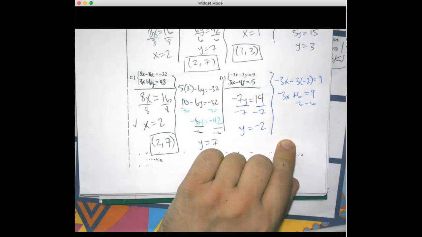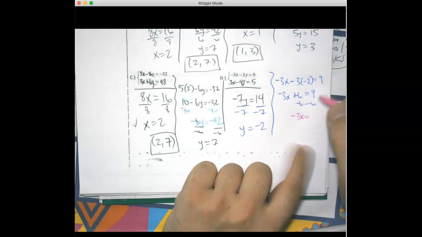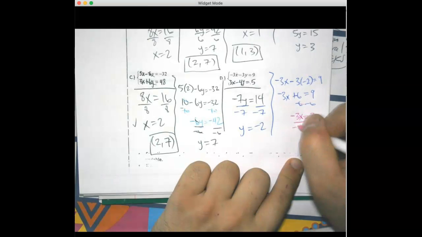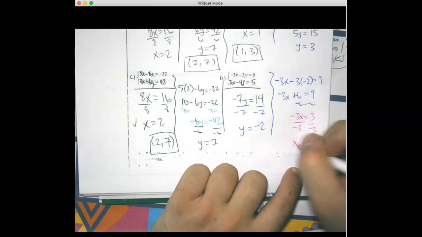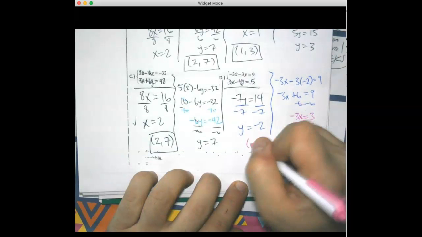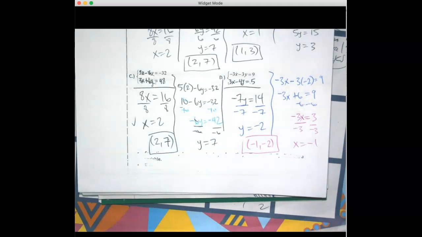Subtract 6 both sides. Negative 3x equals 3. And divide. And x equals negative 1. So again, your final answer, x, comma, y. And I'd want to check that in my equation here.